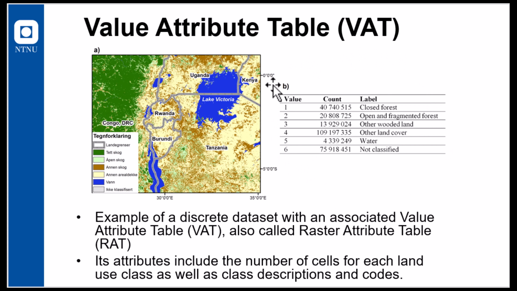It shows the pixel values in one column, and there is a second column showing the count, how many pixels have the given pixel value. So in this data set there are almost 41 million pixels having the pixel value 1. Not always, but you can also add a third column, which could be a label describing the pixel values.